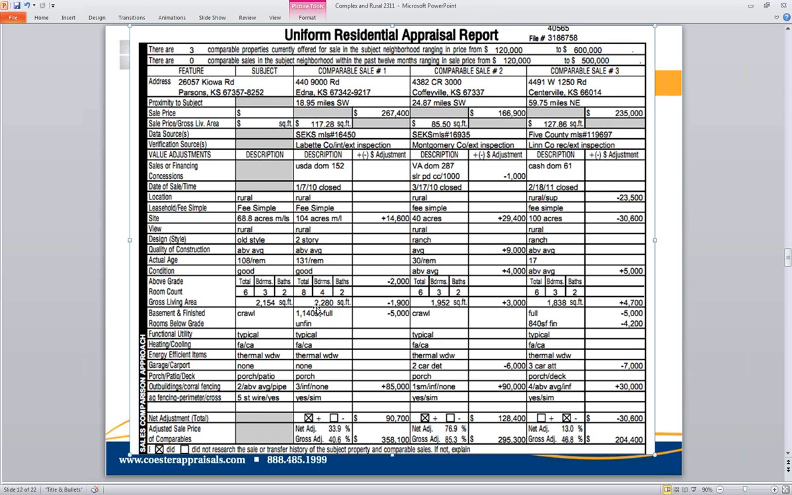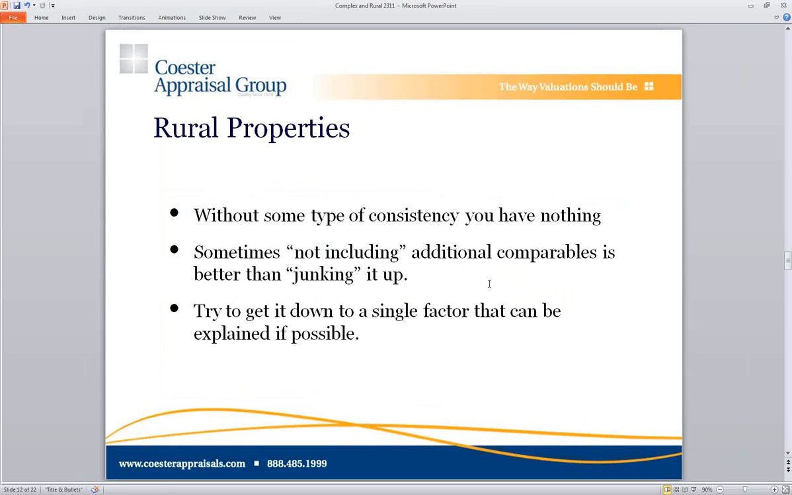And this just gives you an example of, okay, this is not going to fly. There's other comparables that could have been used that would have made this work. And it's something where, to the discredit of the appraisal, it just is what it is. Without some type of consistency, you have nothing. Again, you're painting a picture. Sometimes not including additional comps is better than junking it up.